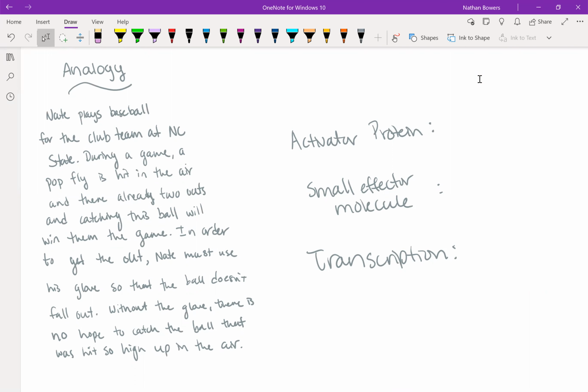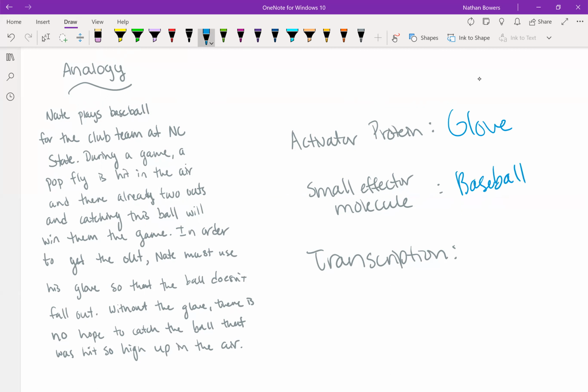In order to get the out, Nate must use the glove so the ball doesn't fall out. Without the glove, there is no hope to catch the ball that was hit so high up in the air. So in this example, the activator protein will be the glove, and the small effector molecule will be the baseball.